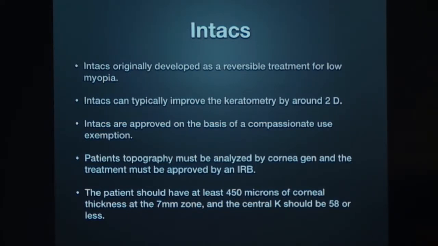There's an additional benefit in keratoconus because you're not just trying to flatten out a normal cornea, you're trying to get the bulge flatter, and if possible, shift it from an off-center spot into the middle, because the bulge in the middle is going to be shaped more like a normal eye. So approved on a compassionate use exemption. I think I've already said all of this. Topography must be analyzed by Corneagen, must be treated, and the thickness. All right. Somehow I got a duplicate slide.